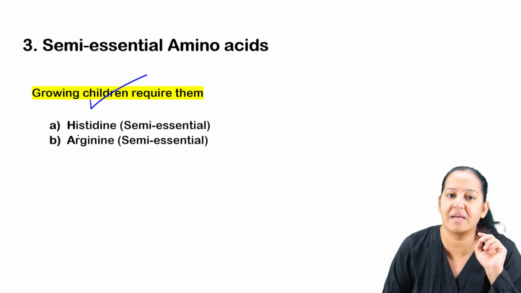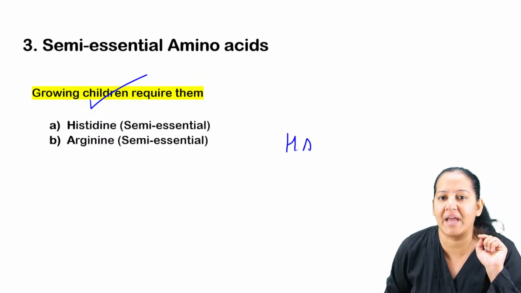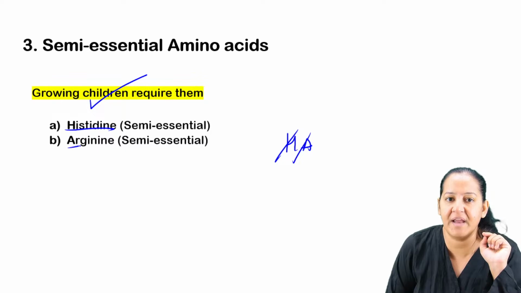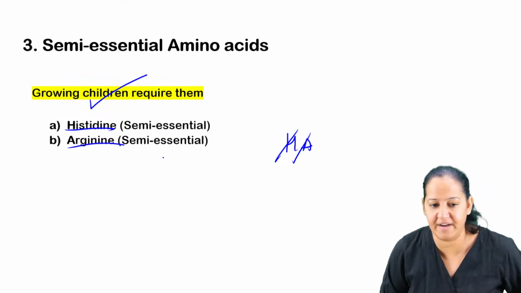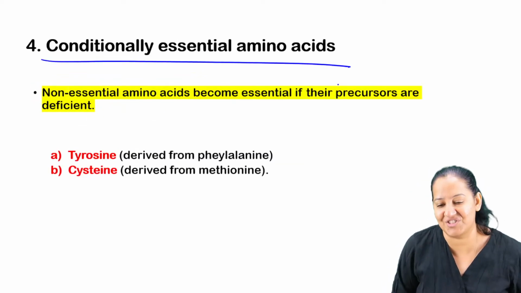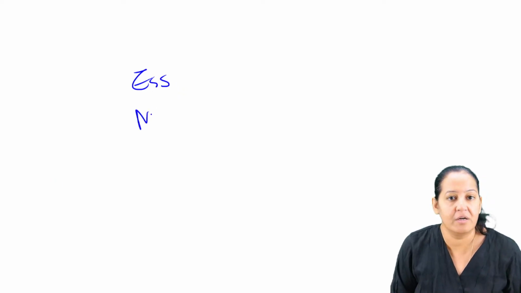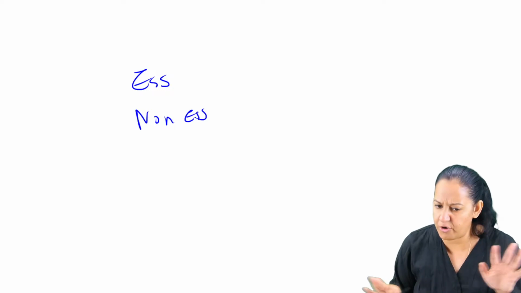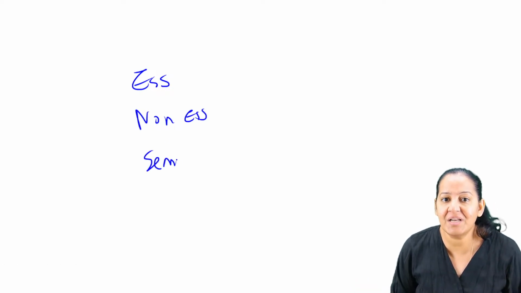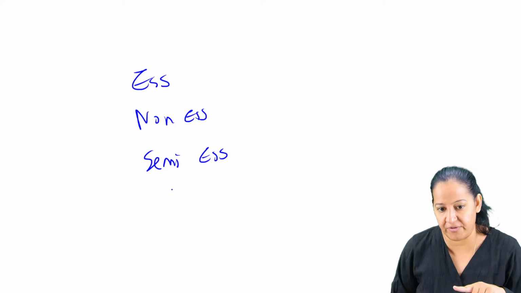Two of them are semi-essential. The mnemonic is HA. Histidine and arginine. H and A, histidine and arginine. The next is conditionally essential. So we have seen essential: those which are required in diet. Non-essential: those which are not required in diet. Semi-essential: they are essential for children but not for adults.